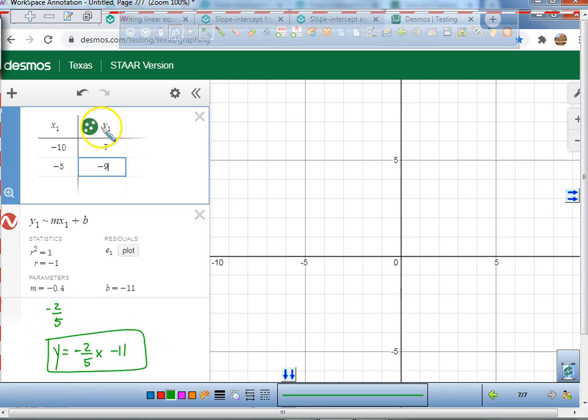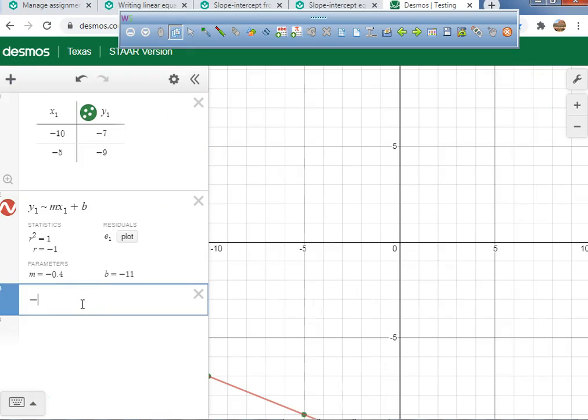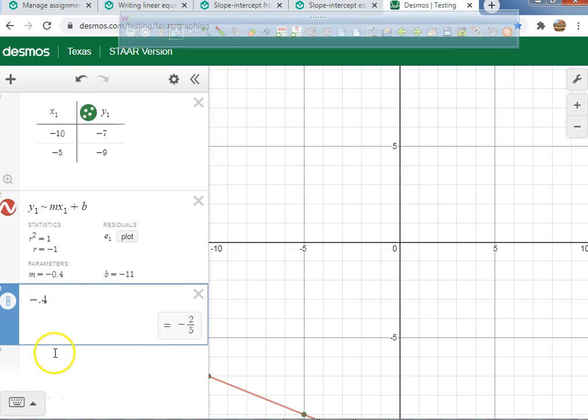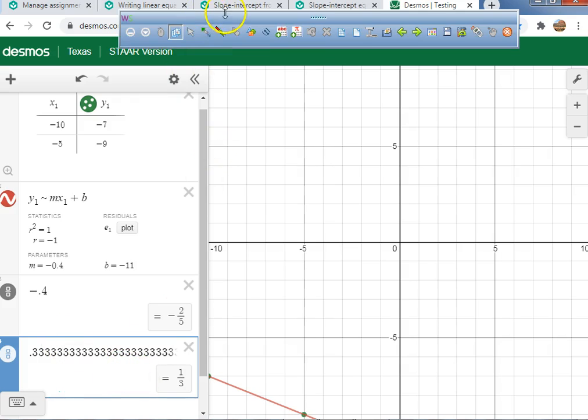If you don't know what the fraction is, all you got to do is just type in -0.4 and then hit the little fraction guy, and it'll change it. The only time that it won't work is if you have, say, a repeating decimal, like 0.333333. You got to keep typing it in, and then eventually you can change it to 1/3. So don't put 0.333 or 0.666 if it's a 1/3 or a 2/3. That would be bad. So -2/5 x.